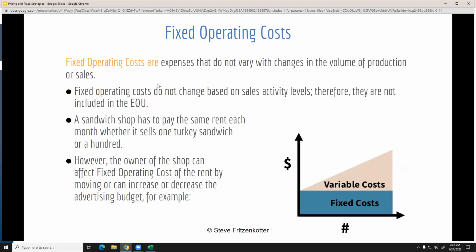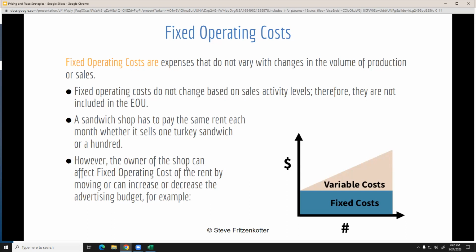Now, fixed costs do not change. Although they may change, they may be adjusted a bit. The fixed costs are really what the business is responsible for no matter what. And so in a sandwich shop, I'm going to show you a real simple example, the rent is the same every month, whether they sell one sandwich or 100.